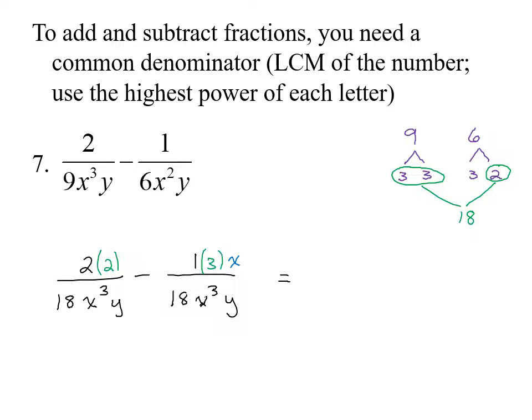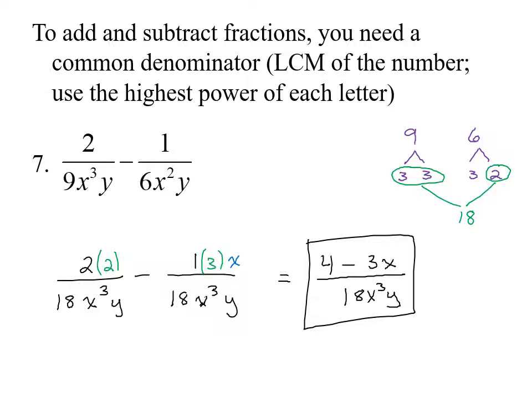So we're actually subtracting 4 minus 3x on top, and we put it all over one common denominator. And that would be my answer. I did the 2 times the 2 to give you the 4 on the top. The 1 times 3 times x gives you the 3x. And I take the 1 denominator on the bottom, and that puts your two fractions together.